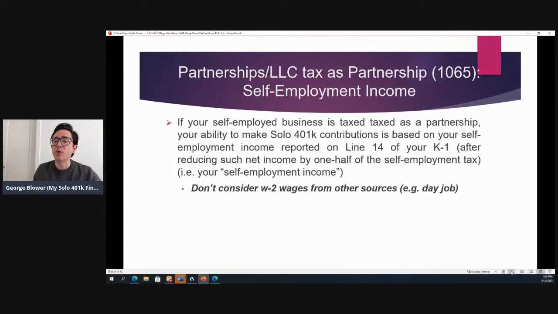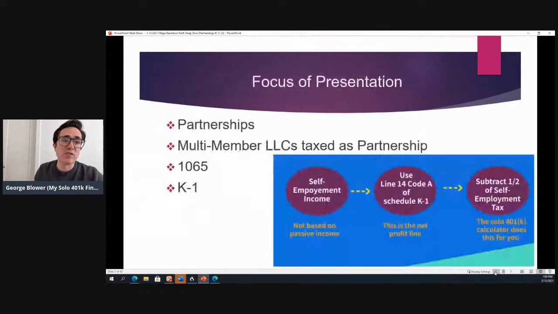Now, digging a little deeper as far as what self-employment income means for a business that's taxed as a partnership. It's going to mean line 14 of the K-1 less 1/2 of the self-employment tax. So you have to do that pre-calculation. You don't consider W-2 wages from other sources. You don't consider your investment income. It's just got to be that earned income. So if you go back to this slide, you can see that self-employment income is not based on passive income.